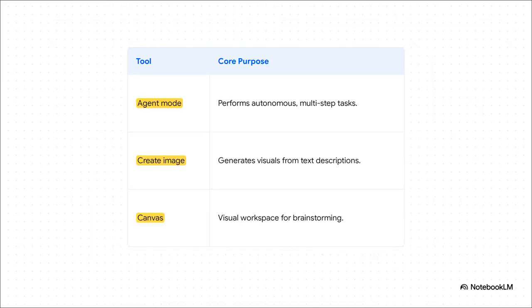Now you have to check out these advanced tools. Agent mode. This is like putting the AI on autopilot. You give it a high-level goal and it just figures out and performs all the little steps to get there. Create image is exactly what it sounds like. It turns your words into pictures. And Canvas is your visual workspace. It's like a digital whiteboard on steroids for brainstorming, mind mapping, all that good stuff.